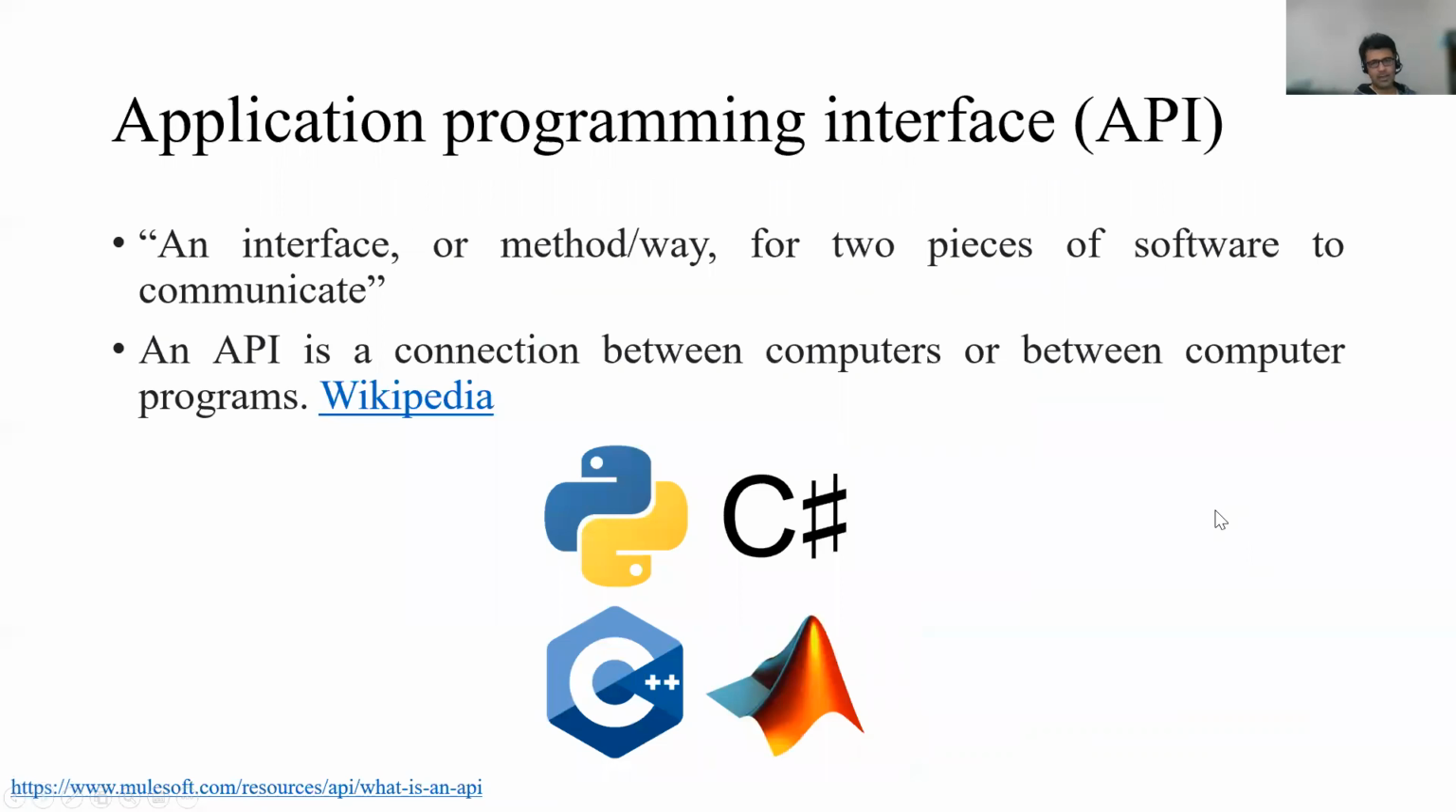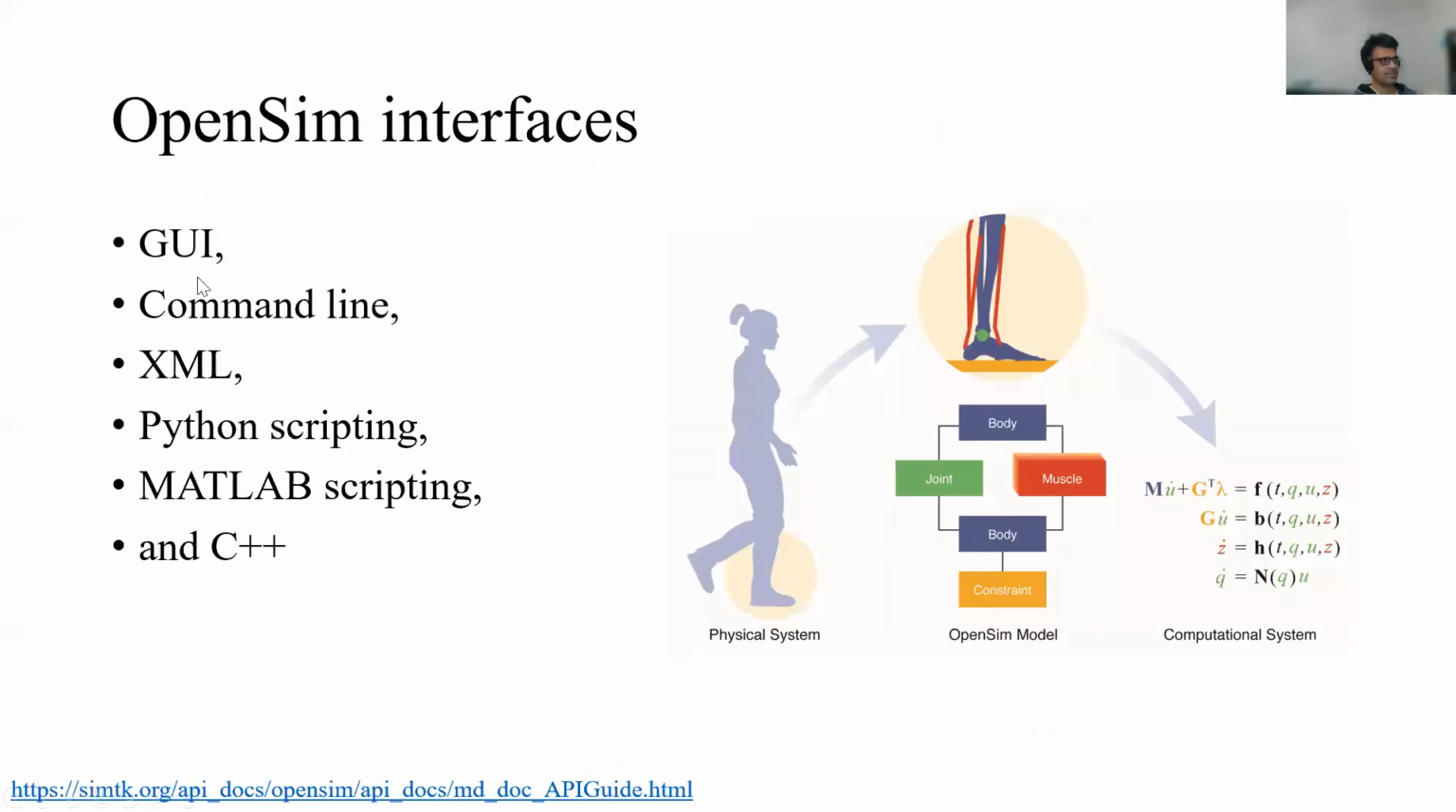It has a lot of application APIs, so the developers have done a great job. An API is an interface. For example, you write a method in one language and then you want to see it in another language, or you want to use the functionalities in other languages. So that's the API connection between computer programs. So we have Python, MATLAB, Java APIs for OpenSim. As you can see here, GUI, command line, XML, and so on.